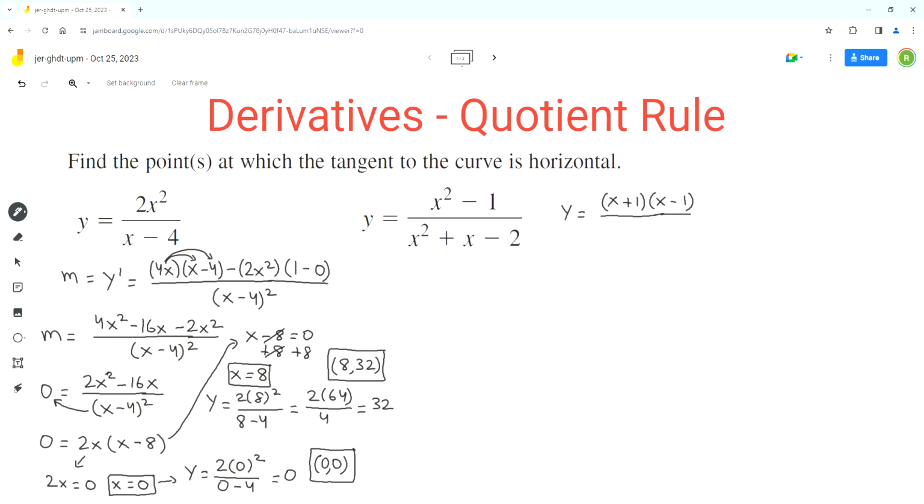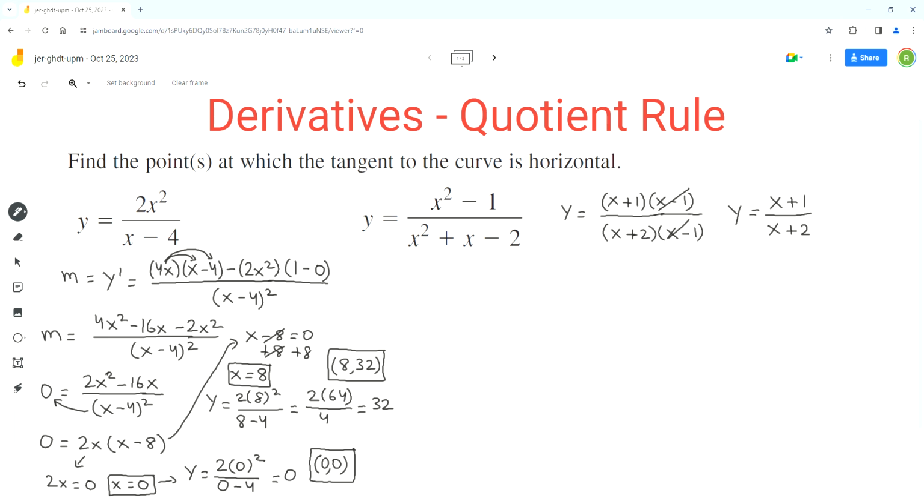And in the denominator, we have a simple trinomial, so we can factor it. So we get x plus 2 times x minus 1. So you have to find two numbers that add to 1, which is the coefficient of the x, and multiply to negative 2. So the two numbers are 2 and negative 1. So that's how we got x plus 2 times x minus 1. Now we can cancel out the x minus 1 from the numerator and the denominator, and the function can be simplified to x plus 1 over x plus 2.